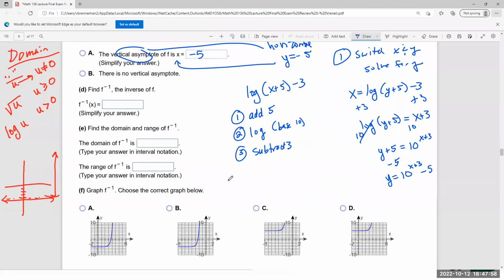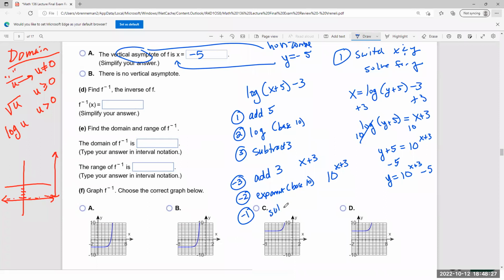So first undoing the subtraction of 3. So undoing step 3 by adding 3. So we have the x plus 3. Then the reverse of step 2, undoing the base 10 log, is a base 10 exponent. So there's the 10 to the x plus 3. And then undoing the first thing, the adding 5, by subtracting 5.